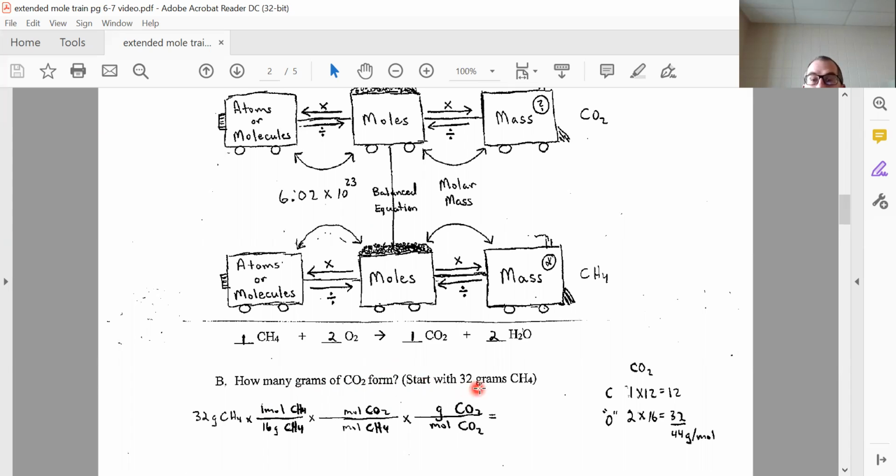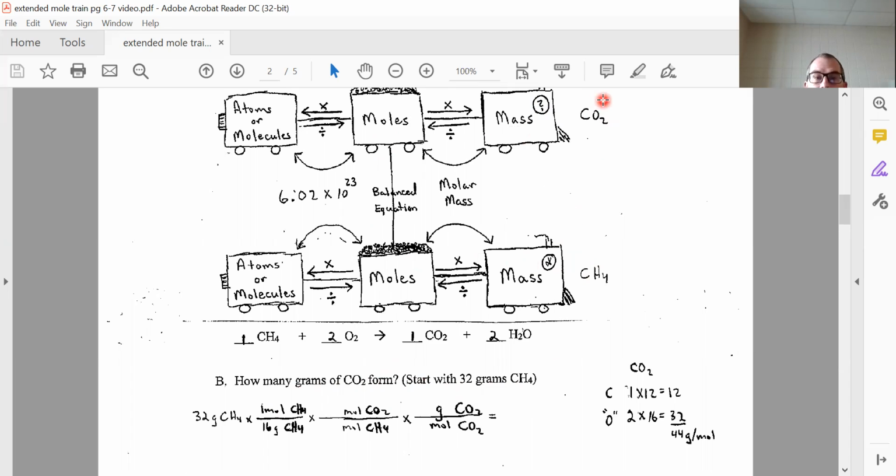This time it says, how many grams of CO2 form? Assume we're starting with 32 grams of CH4 like before. So the CH4 is going to be the same. We're starting with 32 grams here. But now, instead of going to grams of O2, we're going to go to grams of CO2. It looks like we're going to do the same thing, except just with a different substance.